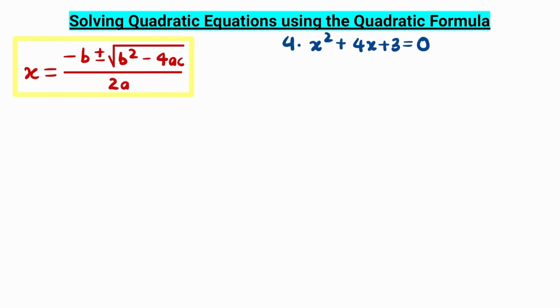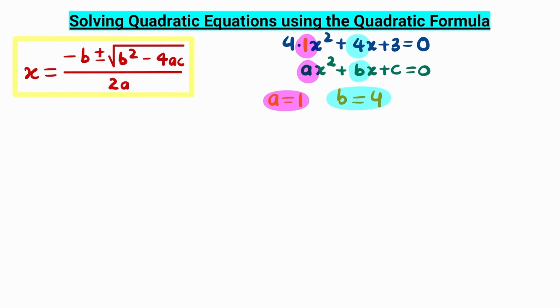Let's move on to our fourth example, which is x squared plus 4x plus 3 equals 0. Now try to solve this equation using the quadratic formula. Before I do, what should we do? We should identify the a, b and c values. Here the a value is the coefficient of x squared, which is 1. The b value is the coefficient of x, which is 4. And the c value is the non-x term, which is plus 3. Now we can apply these values to the quadratic formula.